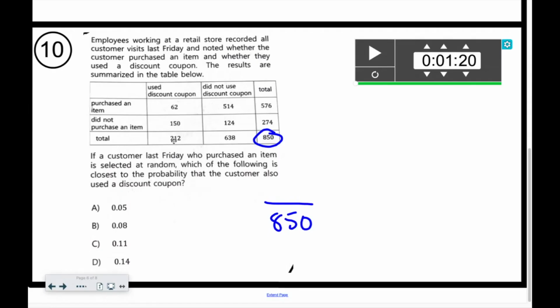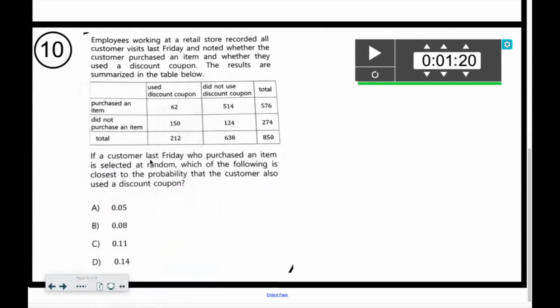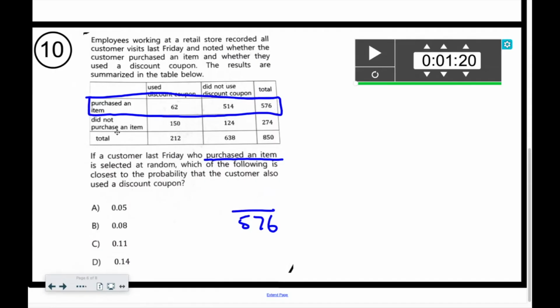Oh, no, that's my bad. I read it wrong. All right, let me restart that. So if a customer last Friday who purchased an item, purchased an item is here, so we're only looking at them. I thought the whole table was people who purchased an item because I didn't read it as closely as I should have. So this is conditional probability. We only look at people who purchased an item. That's out of 576. Now, out of those, ignore everything else in the table. Out of those, what's close to the probability that they also used a discount?